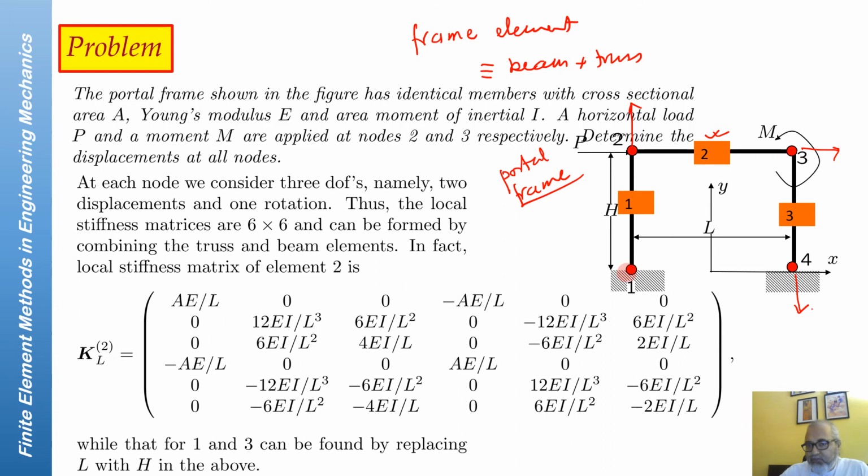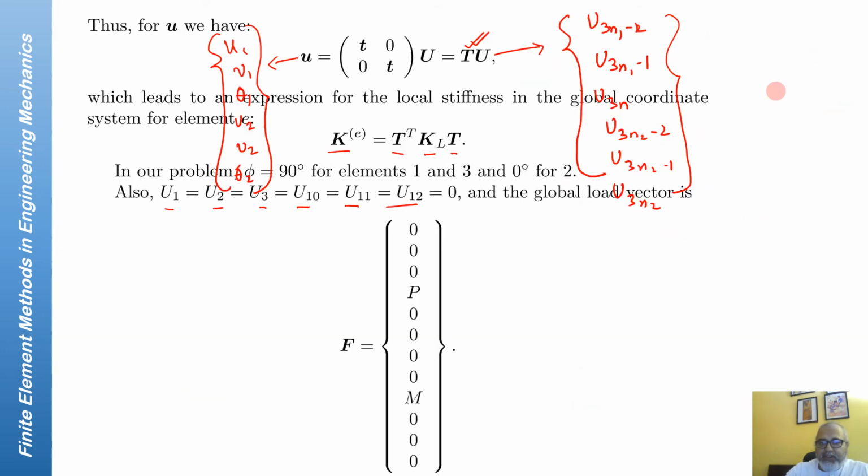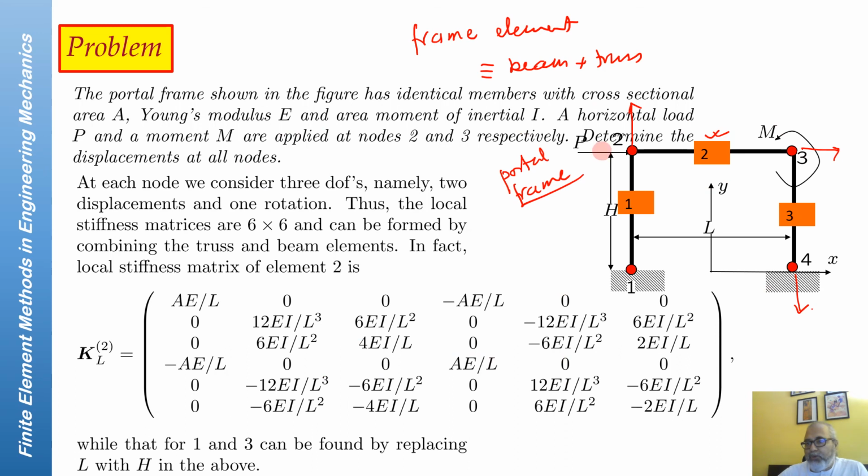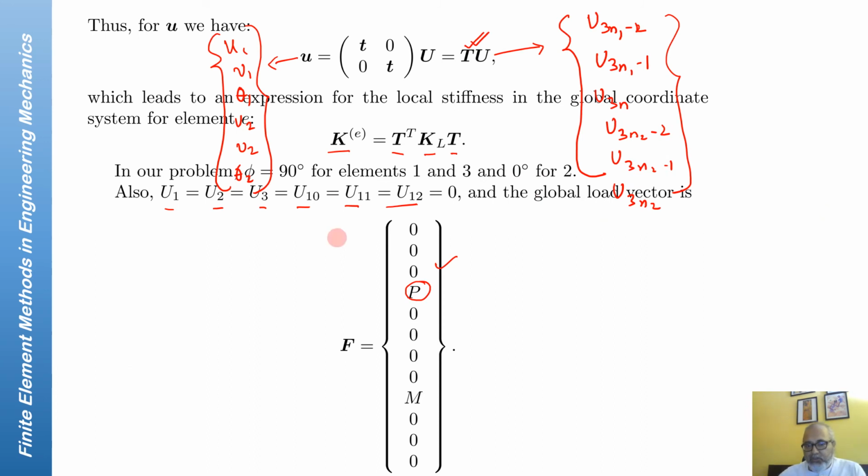You have a load applied in the positive x direction at the fourth degree of freedom in the global system. So the force vector would have the load applied at the fourth degree of freedom, and there's a moment also applied. This is fourth, fifth, sixth, seventh, eighth, ninth degree of freedom. So at the ninth degree of freedom, you have a moment applied. This is your entire generalized force vector.